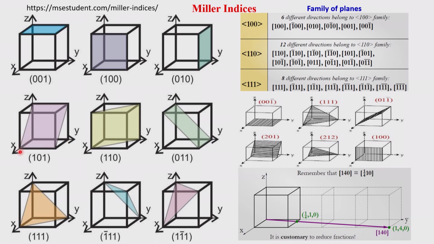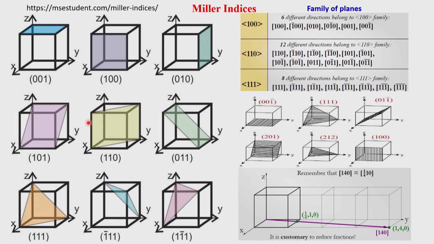Now, here 2 of them. So, this pinkish kind of a thing is cutting this particular axis called z at 1, this axis called x at 1, and not with the y. So, therefore, 1 0 1, because 1 by 1, 1 by infinity and 1 by 1. So, 1 0 1.